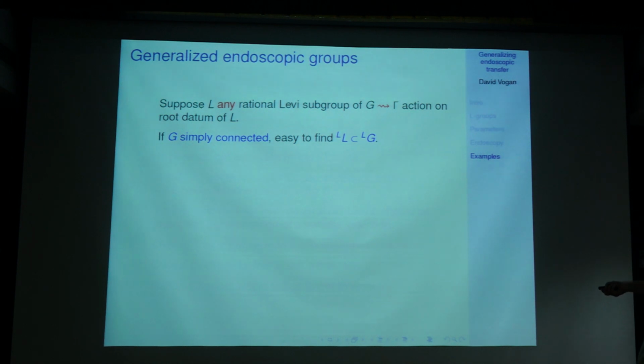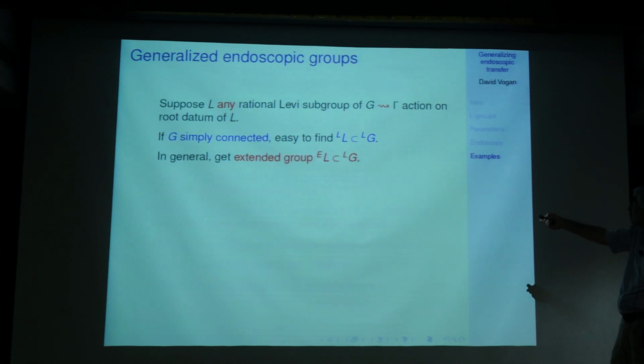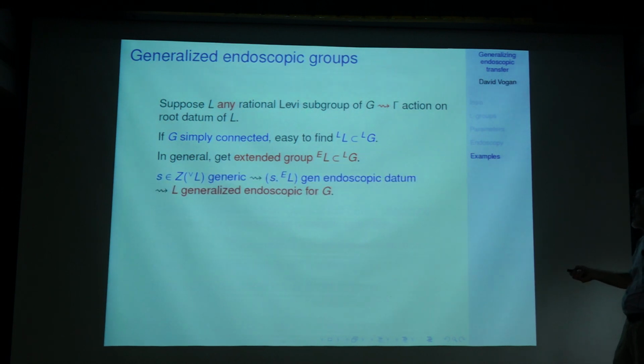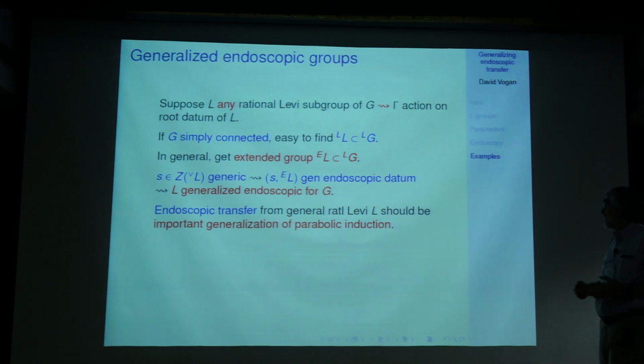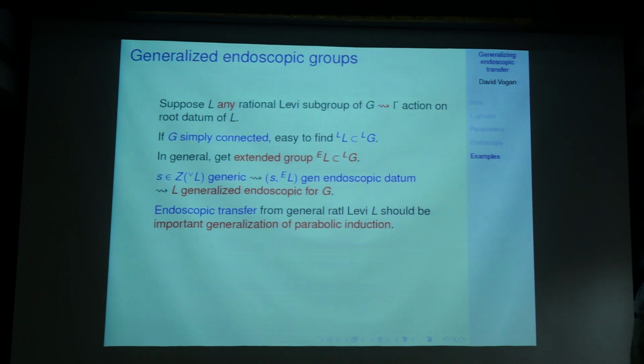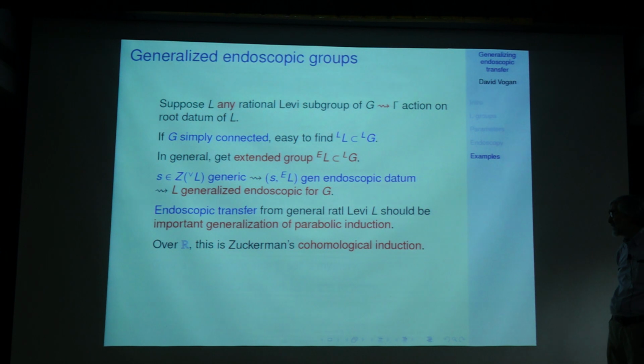I'll just say, if you have any rational Levi subgroup of G, then you get a Galois action on the root datum of L, and well, more or less you can get an extended group inside the L group. But this extended group is usually not an endoscopic group in the sense of Langlands and Shelstad, but it is a generalized endoscopic group. So the point I want to make is that this endoscopic transfer from a general rational Levi like this is an important generalization of parabolic induction. So over the reals, this is done by Greg Zuckerman. It's cohomological induction. Over p-adic fields, it's mostly completely mysterious.